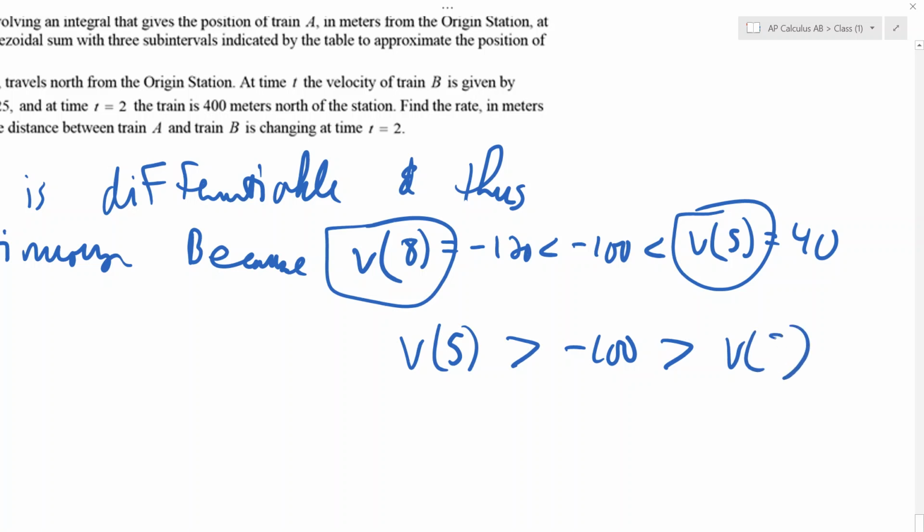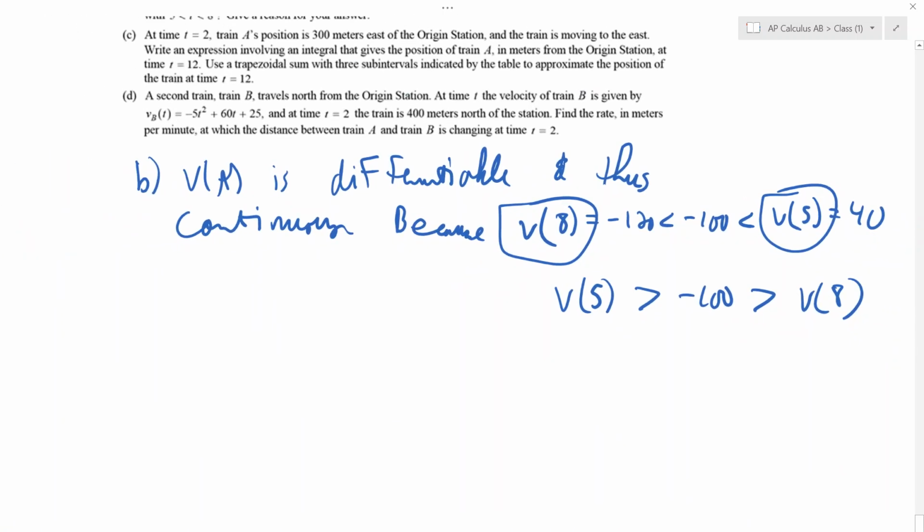So we said it's continuous. We know it goes from above to below negative 100. So by IVT, which you are allowed to abbreviate. You are not allowed to abbreviate average rate of change. Don't say AROC. Nobody does that. That's just us. You're all weird. IVT and MVT are okay.